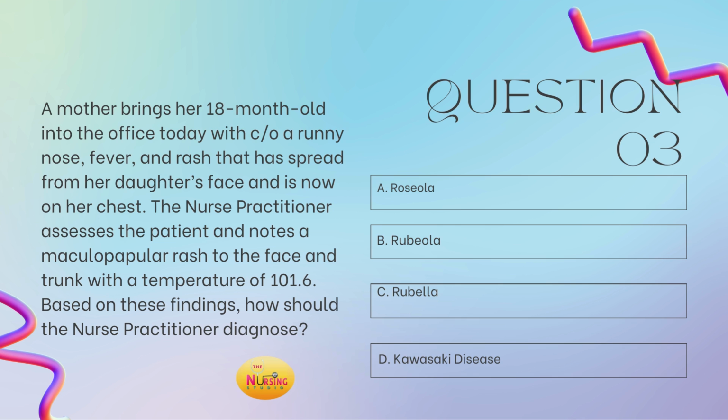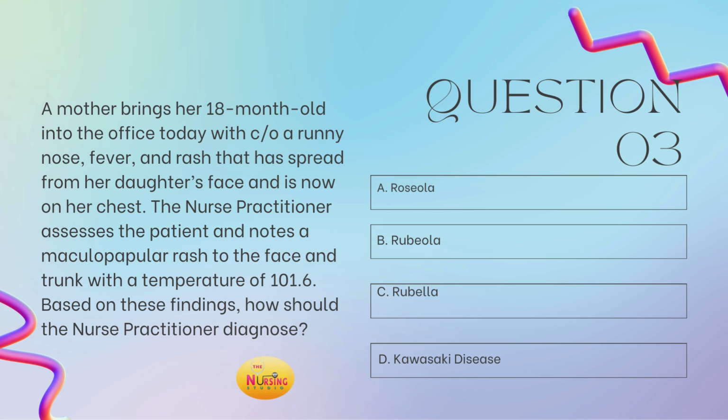All right, you guys. So, similar question states: based on these findings, how should the nurse practitioner diagnose? Okay, you know the routine. If it says diagnose, we got to run it back and see what the assessment is, right? What was the presentation of the patient? What are those subjective findings? What are the objective findings? What did the nurse practitioner observe or see on her assessment, right? So the subjective of our assessment, the mother brings in her 18-month-old, says that her daughter has had a runny nose, a fever, notices a rash that has spread from her face, now it's on her chest. The nurse practitioner is doing an assessment and she notes a macular rash on the face and trunk, and the baby has a fever, right?